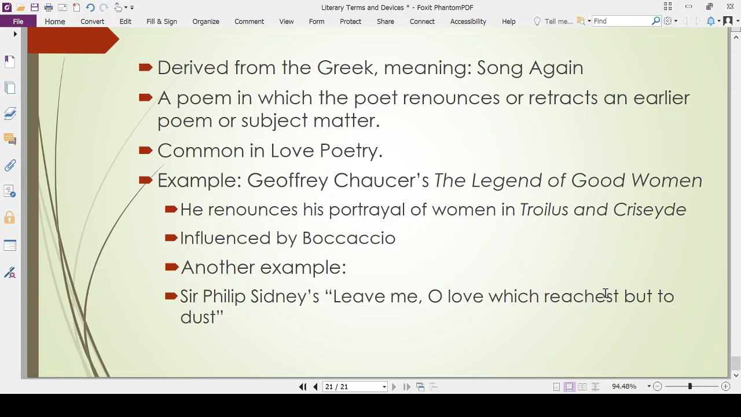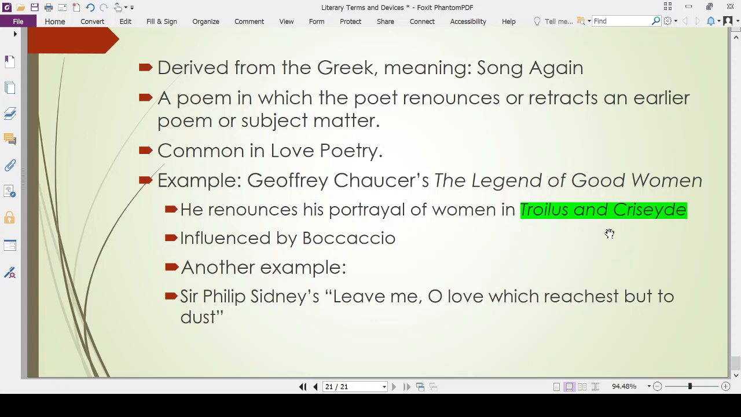of English literature. Now, in one of his works called Troilus and Criseyde, which of course was influenced by the Italian poet Boccaccio, he portrays women in a negative way. So in Troilus and Criseyde, Geoffrey Chaucer presents women or describes women in a negative light. Let me tell you what this story is about.